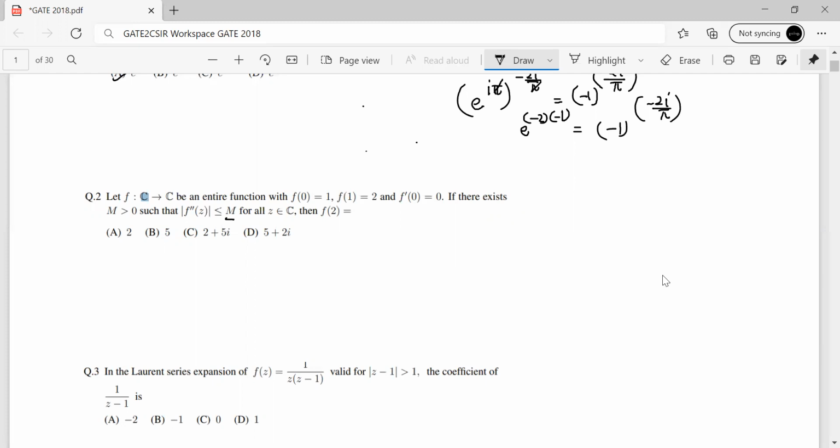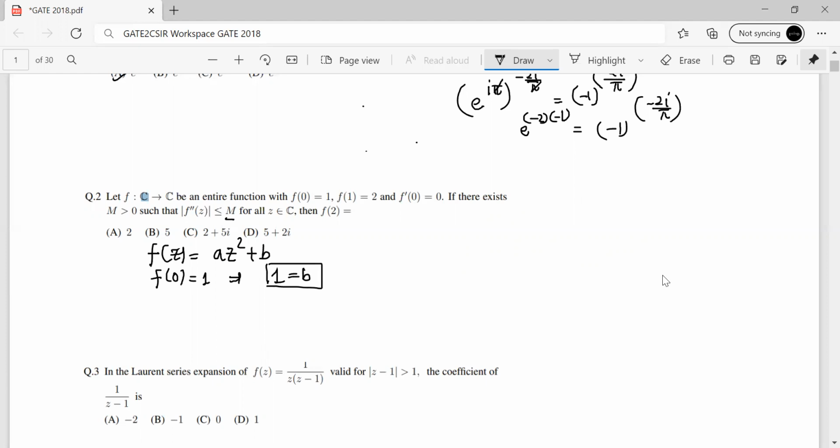And it says that f'(0) is 0. So I can construct a function. That means if I put 0, I should get 1, and f(1) equal to 2. So you can take f(z) to be some a z square plus b. Such a function will be there. Now you want f(0) to be 1. This implies that if I put 0 here, that gives me b. So I got b to be 1.